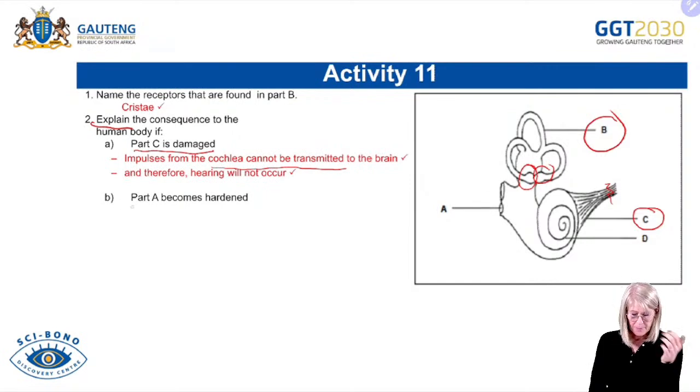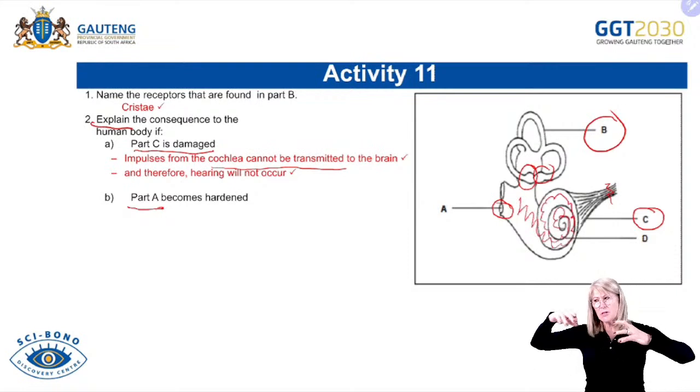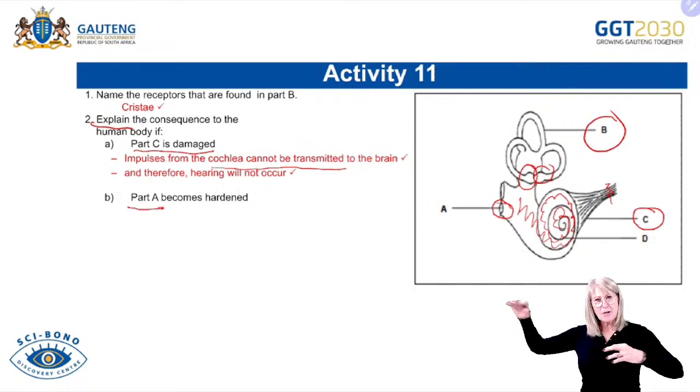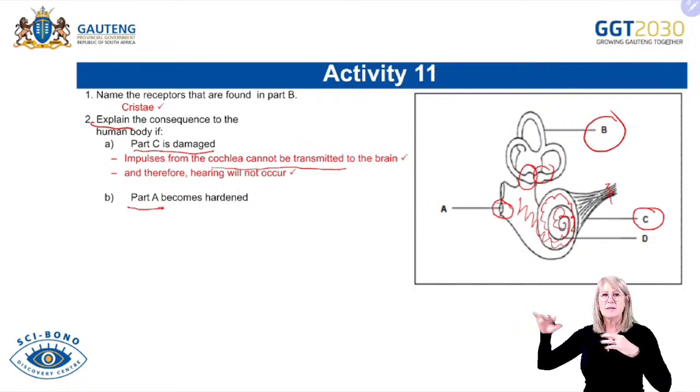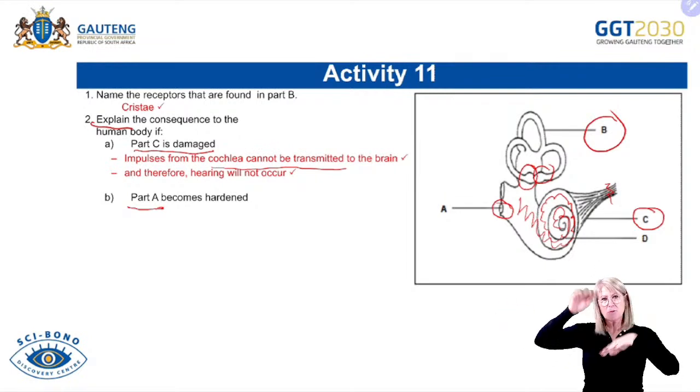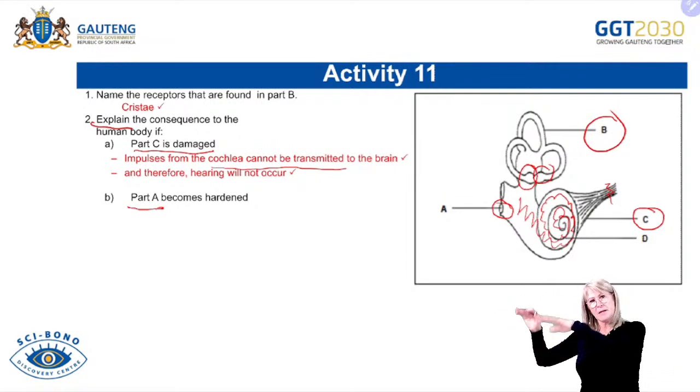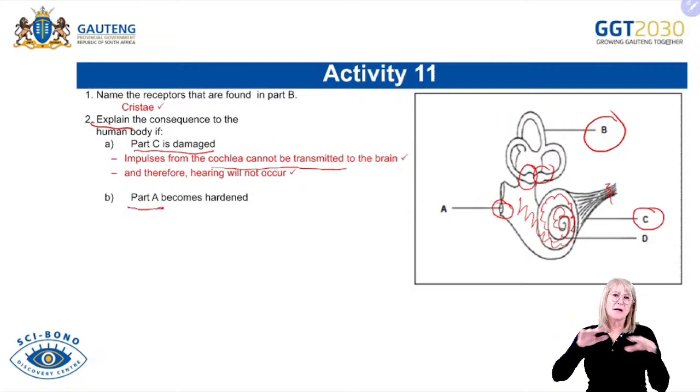And B, the second question, is what happens if part A becomes hardened. So that's our round window, which is below our oval window. We said that the round window is the structure that allows pressure that builds up. Remember, there's going to be movement and pressure waves in here. And if I don't have some kind of a pressure valve that allows those waves to escape, those waves are going to keep moving, and I'm going to hear echoing instead of hearing nice clear sounds.